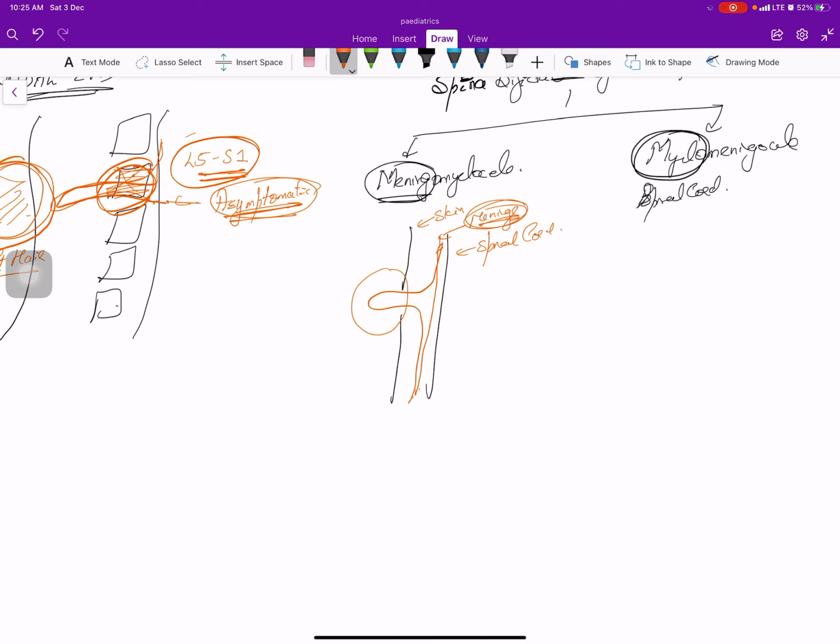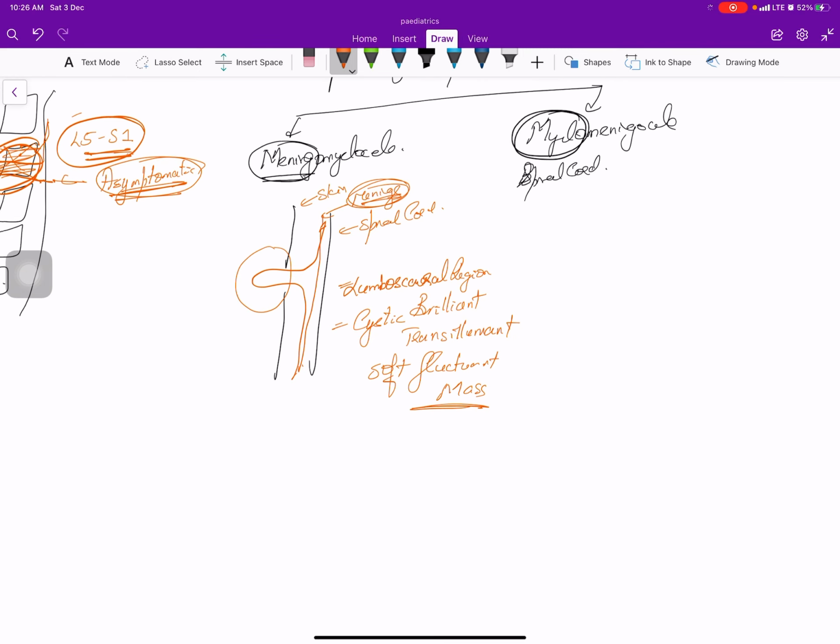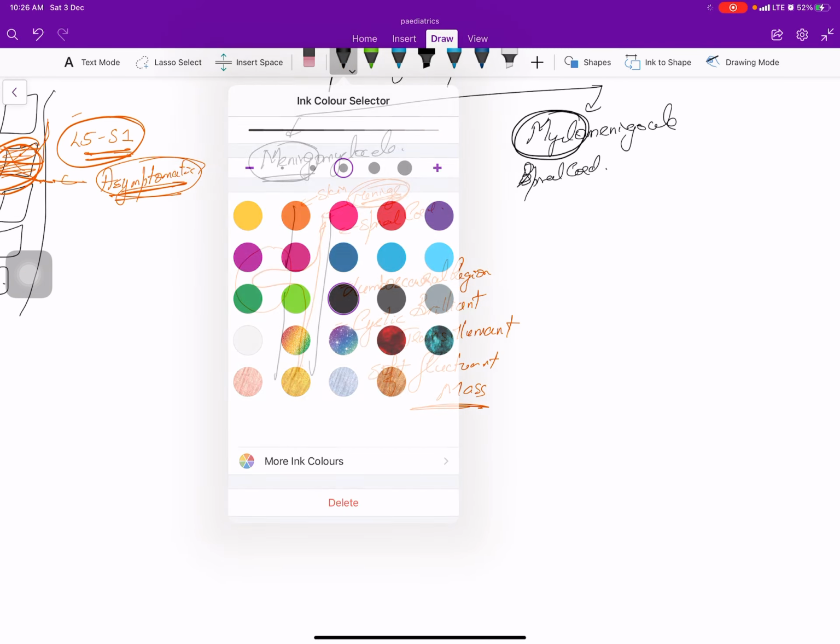Okay, this is most commonly in the lumbosacral region, like L5, L6. But the good thing, it has no spinal component. So it's going to be purely a cystic, brilliantly transilluminant, soft, fluctuant mass.